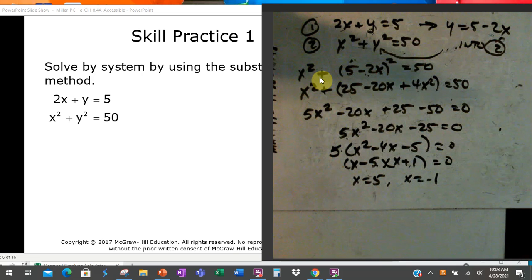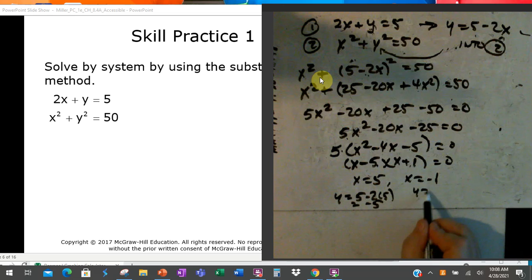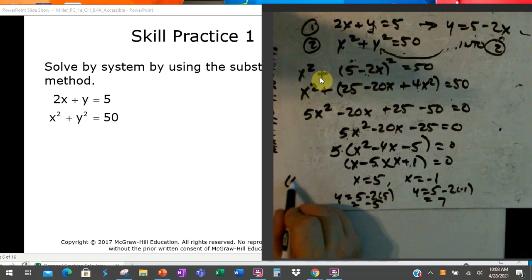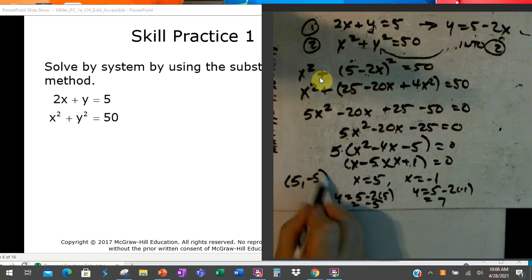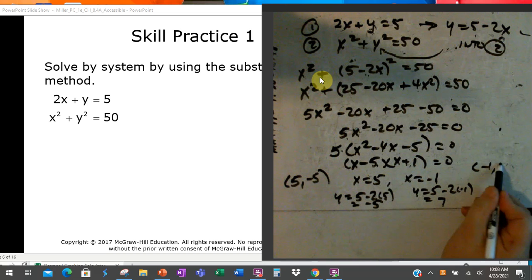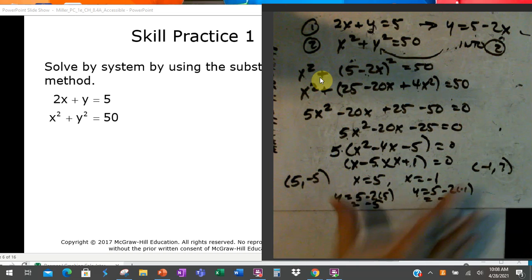And since I've used this substitution, I've already got this stuff, so my y would be equal to 5 minus 2 times 5, which is negative 5. And here, 5 minus 2 times negative 1, that would be plus 7. Positive 2 and 5 is my 7. So for this solution, I get 5, negative 5. And for this one, negative 1, 7. These are my two solutions.